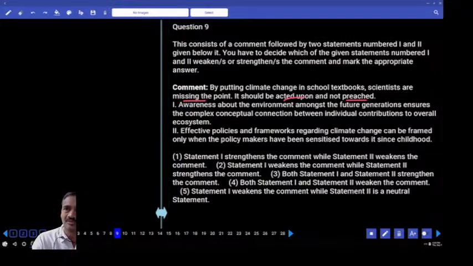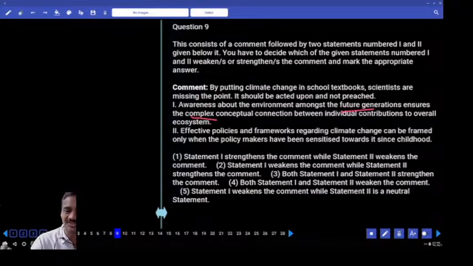That means they are putting a point, but they are not following it. They are just giving this in the textbook and they themselves are not following it, and that is the reason he is making a comment. It is not just enough to keep this as a subject, as a lesson in your textbook. In fact, before keeping that, one needs to practice it. Then the first one, awareness. Awareness should be awareness about the environment among us, the future generations.